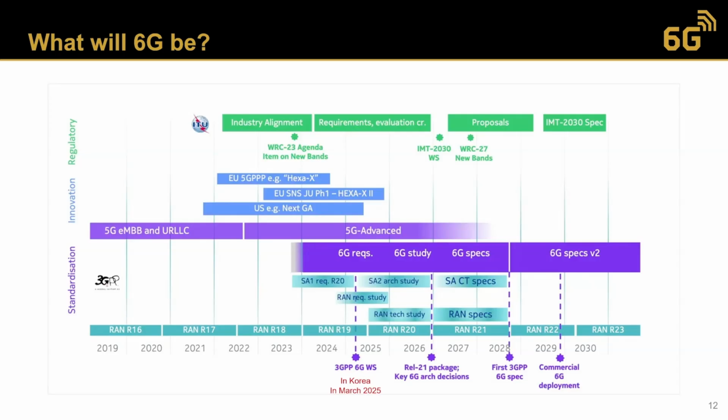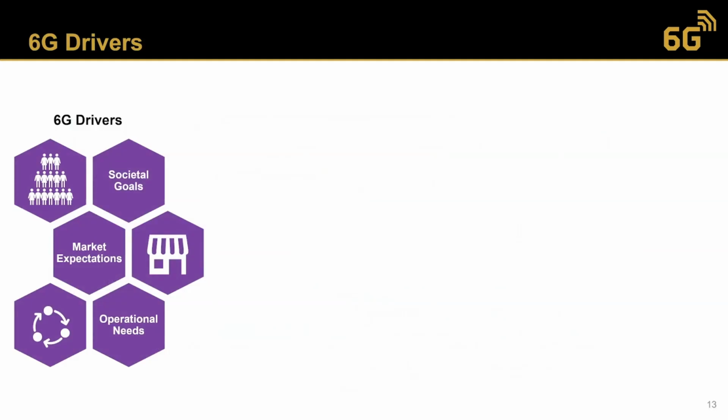This is another timeline, but I will not go into the details of this timeline. This just shows the evolution of different steps leading to commercial 6G deployment, hopefully sometime in 2030 or 2029. So we have seen that now we are in the phase of researching and moving from research to defining what 6G will be.